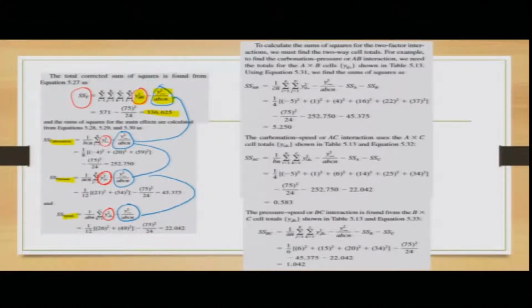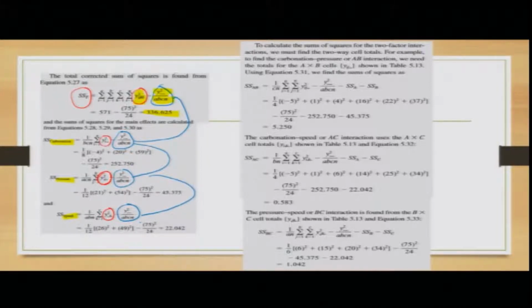Once you have this, the values are: the sum of squares total is 336.625; for factor A it is 250, I will not repeat the decimal part, it is 252; for factor B it is 445; and for factor C, which is speed, it is 22. Now, I need to find the combinations: AB, which is carbonation and pressure, then BC, which is pressure and speed, and AC, which is carbonation and speed. And finally, the combination of all three: carbonation A, pressure B, and speed C.